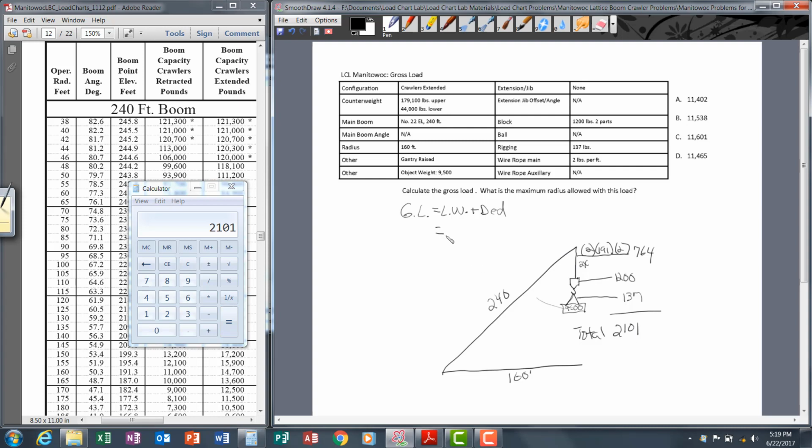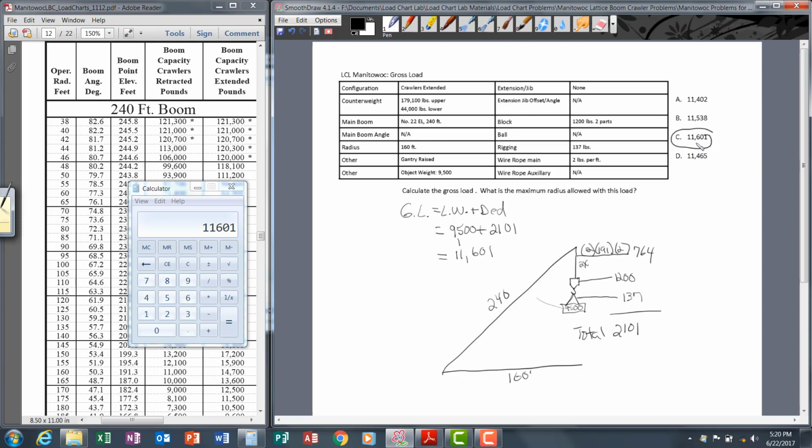Bring everything up to a formula. Load weight 9,500. Write that in. Plus 2,101 for our deductions. Do the addition. Equals 11,601. That is our gross load, and that is answer option C.